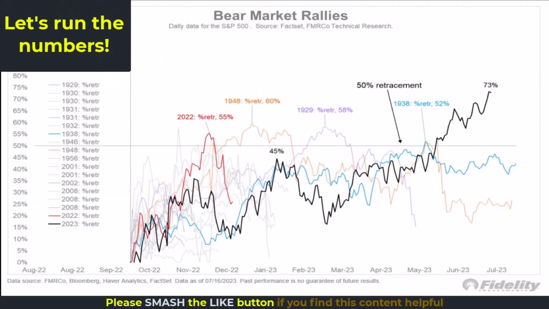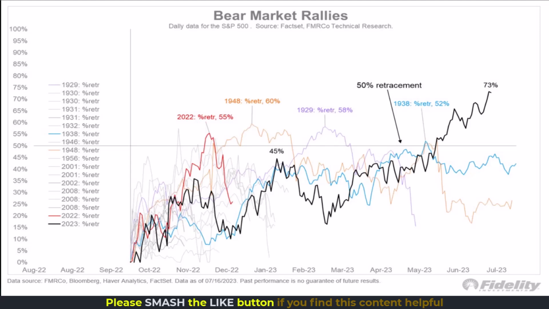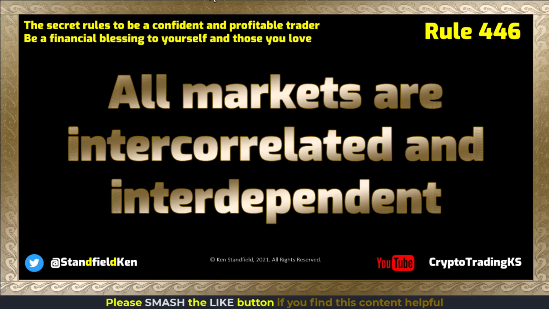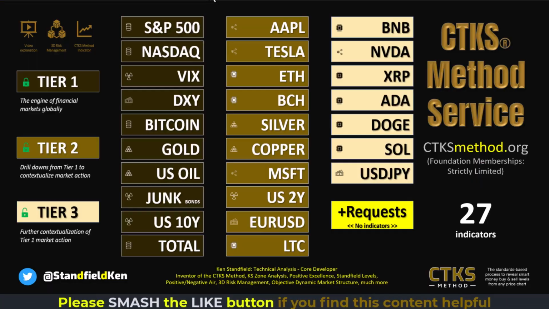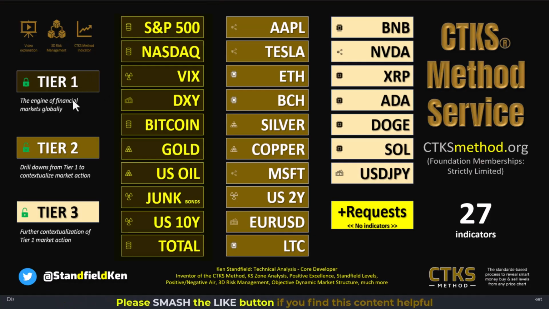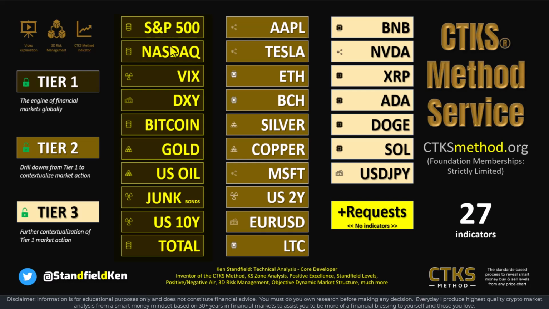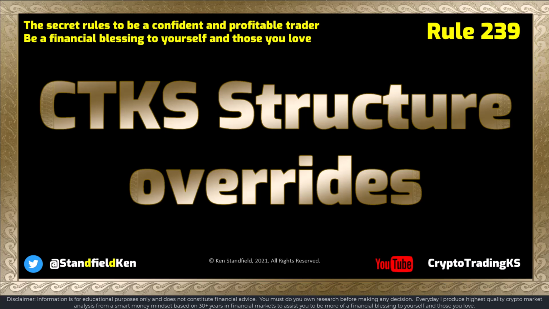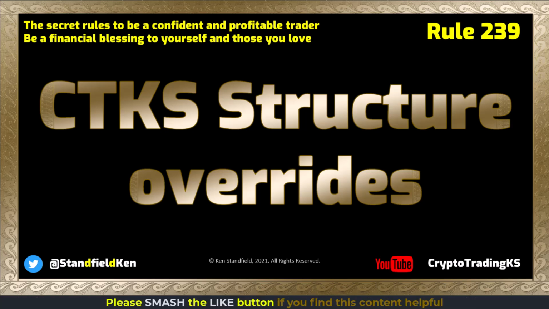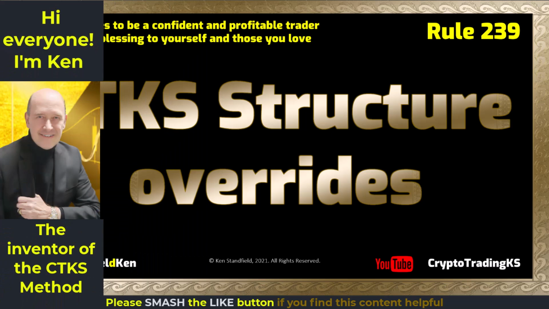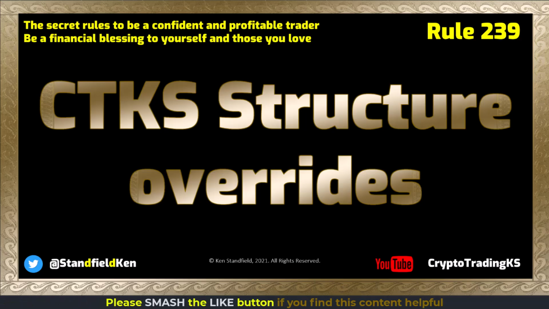Fidelity Investments says the bear market is over. The bull market is just about to get started. To confirm if Fidelity is correct or not, we need to look at a lot of charts. The vitally important ones are the Tier 1 charts, the S&P 500, the NASDAQ, all the way down to total crypto market cap. To assess if Fidelity is in fact correct, we must assess CTKS structure. In this video, I'll show you how. Stay tuned, it's going to be fantastic.